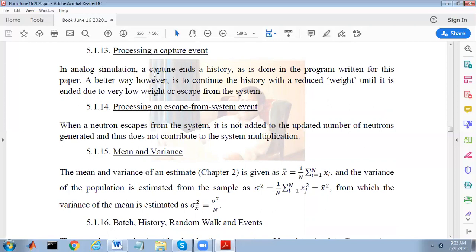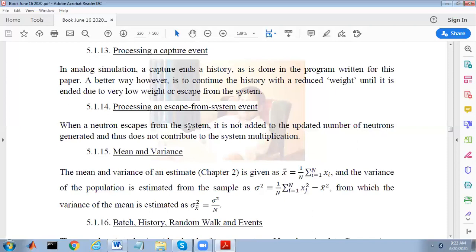So we don't want to process a capture as really a capture because it spoils our simulation. A better way is to continue its history, but reduce its weight so that we get a good answer. Of course, you cannot carry on indefinitely. You have to define a lower cutoff beyond which you say, okay, this is the end, I'm not interested in it. That cutoff could be 10 to the minus 6, or the neutron escapes from the system, and then you say that's the end of it.